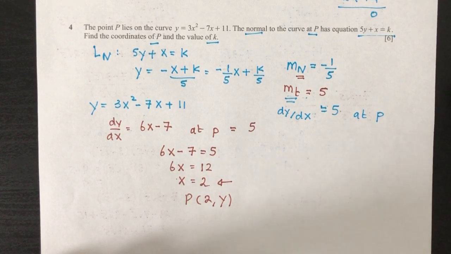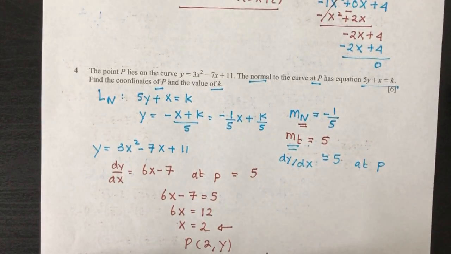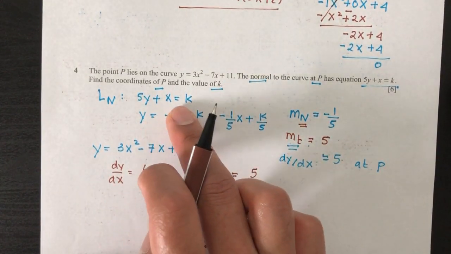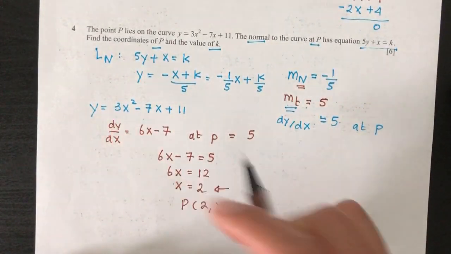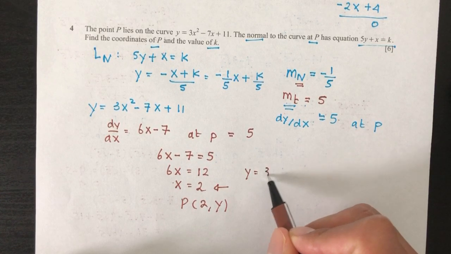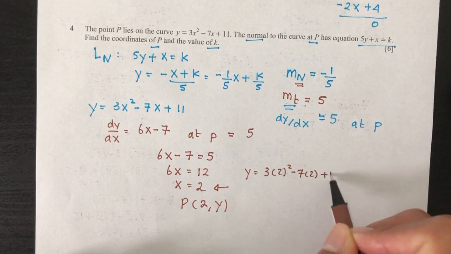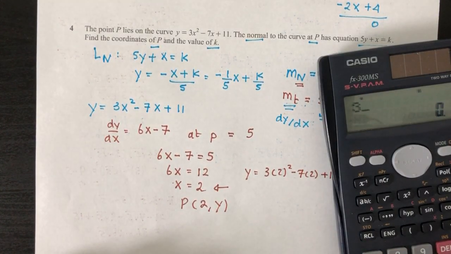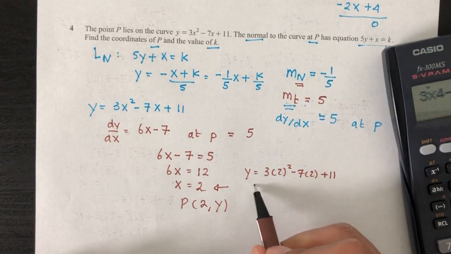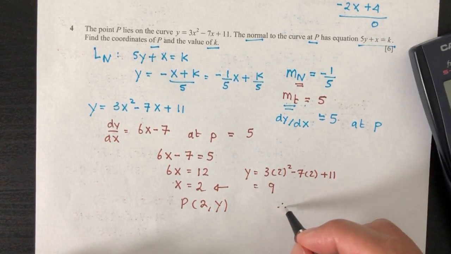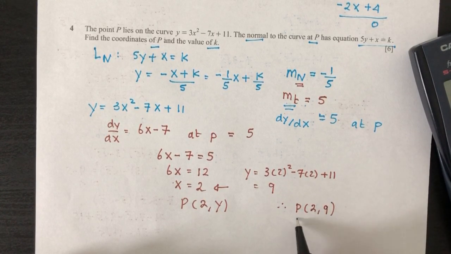We can find y directly from the curve equation, because here we have k, it can be confusing. So y is equal to 3 times 2 squared minus 7 times 2 plus 11. That is 3 times 4 minus 14 plus 11. So y is equal to 9. So your point P is (2, 9). That is your point P.